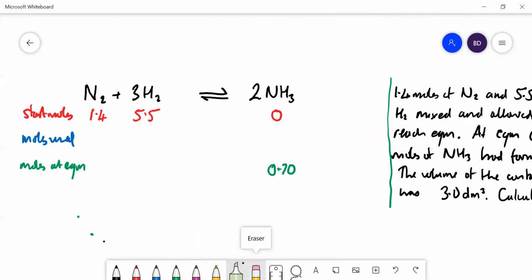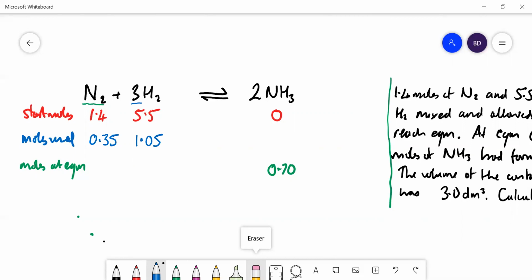where was I? Yeah. So we formed 0.7 moles of that. So that means for every 2 moles of ammonia, we're only using up 1 mole of nitrogen. So we must have used up 0.35 moles of nitrogen. So that is here's 0.35. I think this is the easiest way to do it. And then I think, right, for every 1 mole of nitrogen used up, we use 3 moles of hydrogen. So that means we must have used 3 times 0.35, which is 1.05 moles of hydrogen. So that's how much hydrogen we used up.